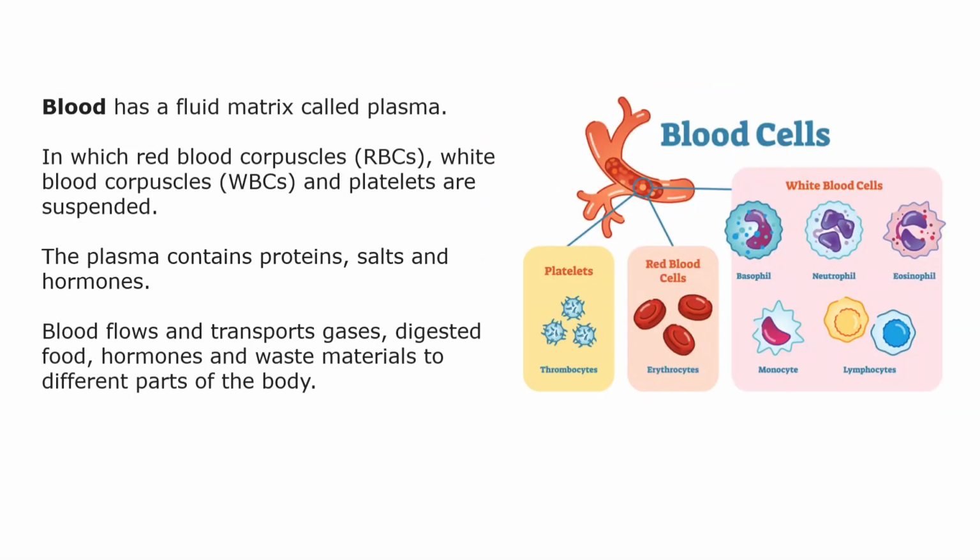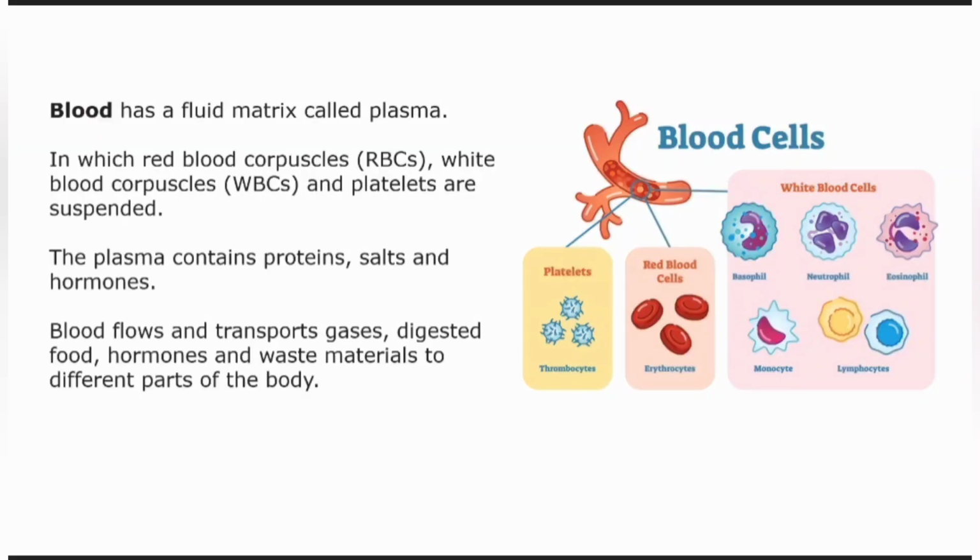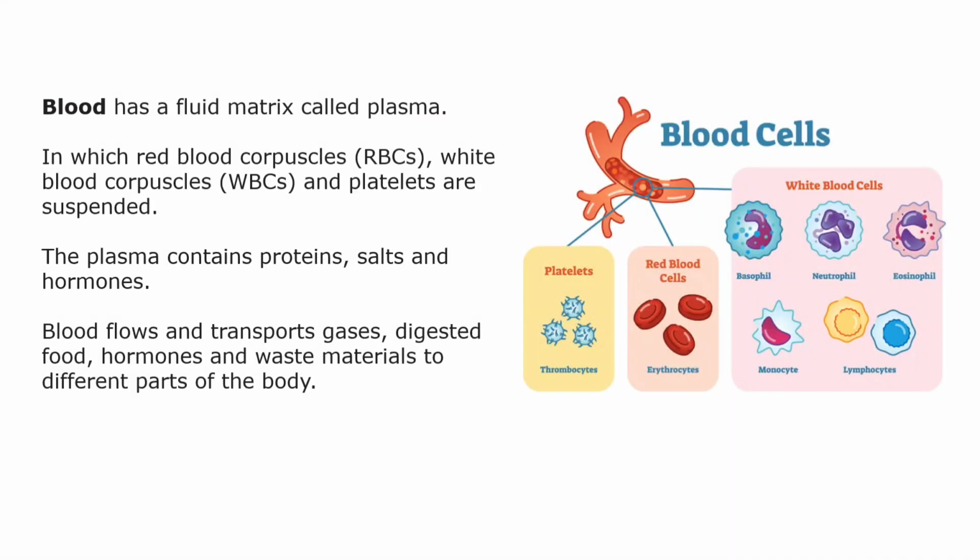Blood has a fluid matrix called plasma, in which red blood corpuscles, that is RBC, white blood corpuscles, WBC, and platelets are suspended. The plasma contains proteins, salts and hormones. Blood flows and transports gases, digested food, hormones and waste material to different parts of the body.